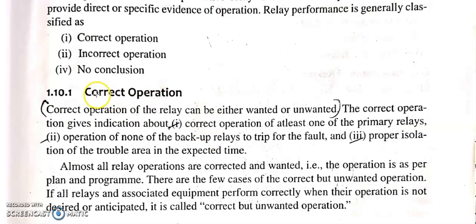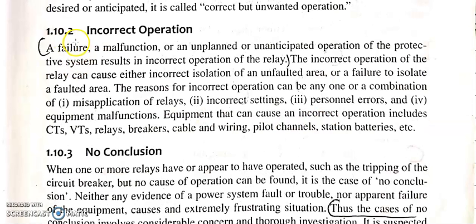Okay, there are three things which come under correct operation. There are very few such operations where the operation of the relay is correct but unwanted, that is undesired. Okay, they are very few. Usually all of them are wanted as well as correct, but very few such operations are there where it is correct as well as unwanted. Okay, second one is incorrect operation.